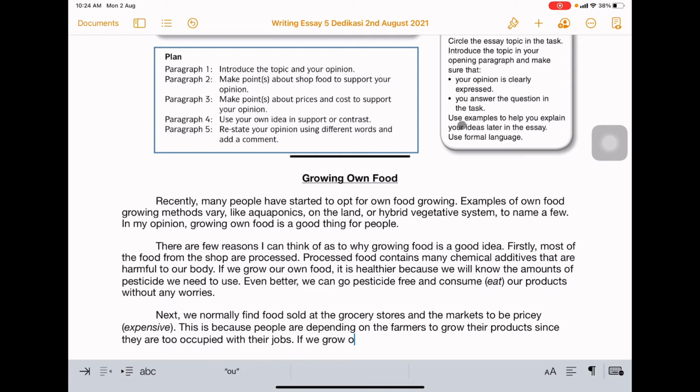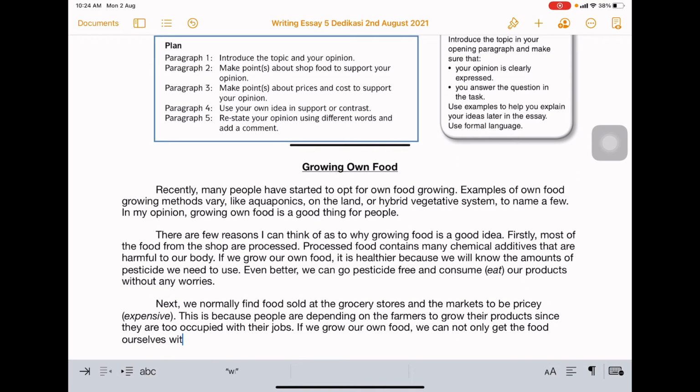If we grow our own food, we can not only get the food ourselves without any cost, but also it is sustainable.